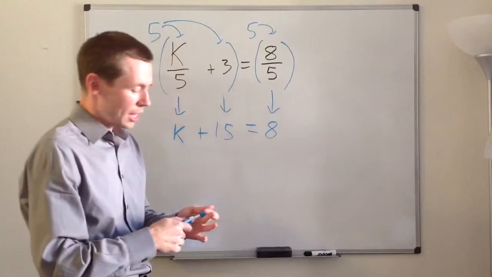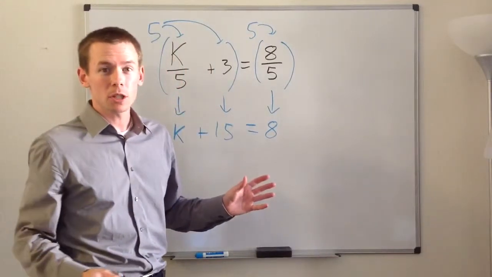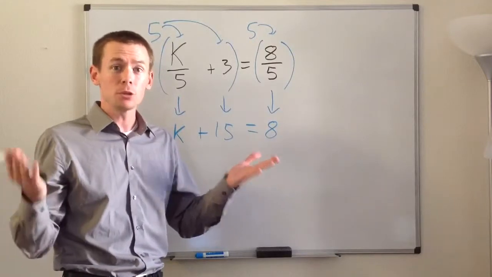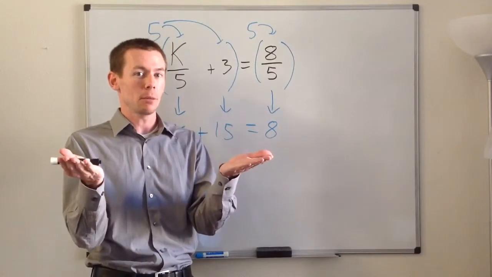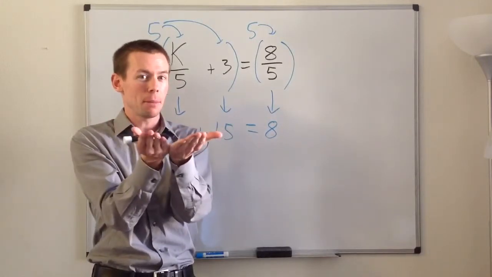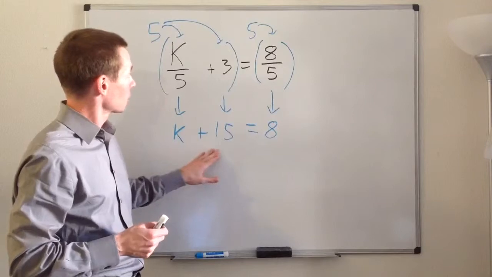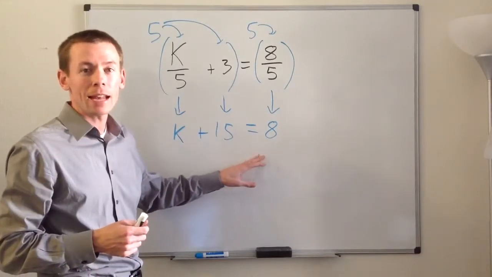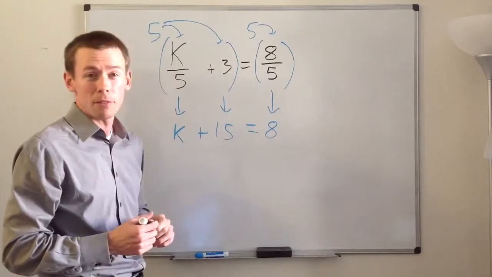So what you can see happened by multiplying by the lowest common multiple on both sides, which again is a legal move because we did the exact same thing to both sides, so we kept everything in balance, is we got k plus 15 equals 8. So that is a much easier equation to solve than the one above it with the fractions.